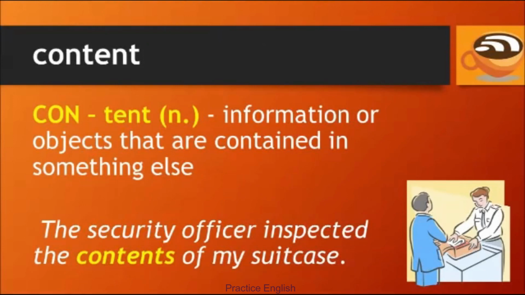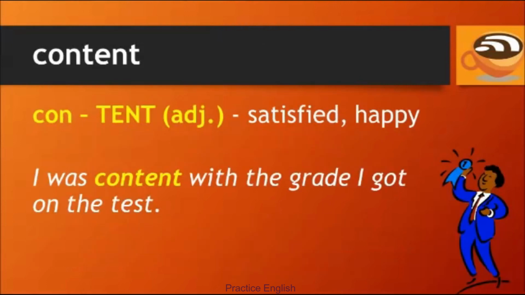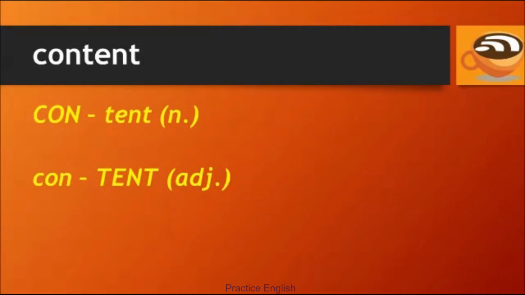Our next heteronym is content and content. Content is a noun, meaning information or objects that are contained inside something else. For example, the security officer inspected the contents of my suitcase. Content is an adjective, meaning satisfied or happy. For example, I was content with the grade I got on the test. Say it with me. Content. Content.